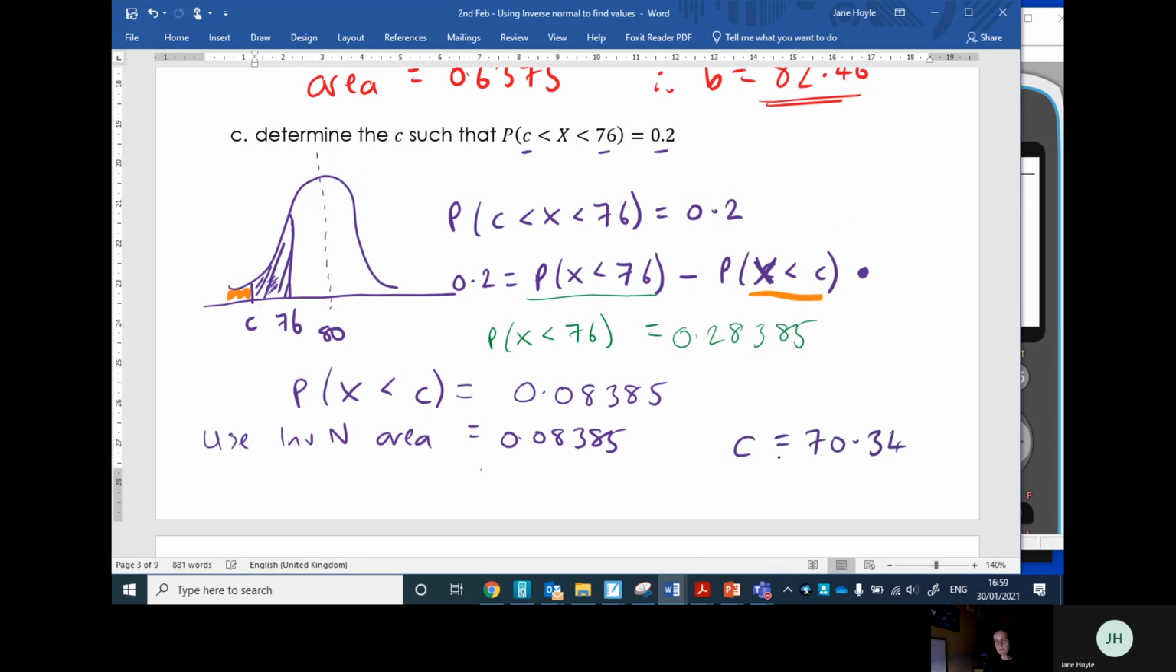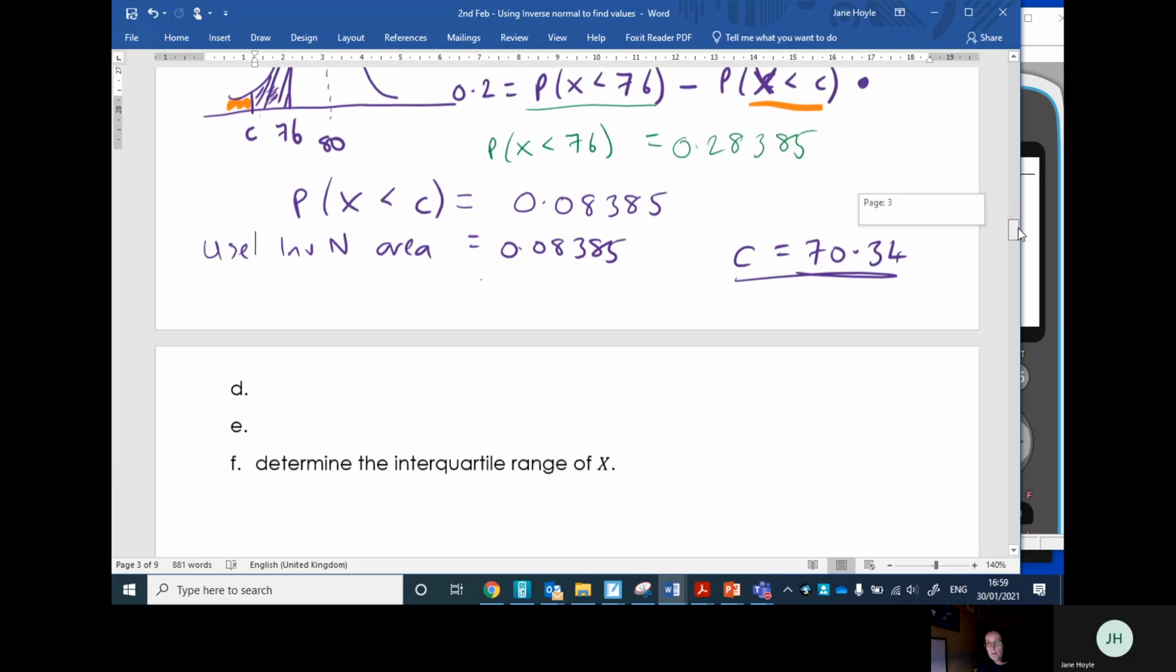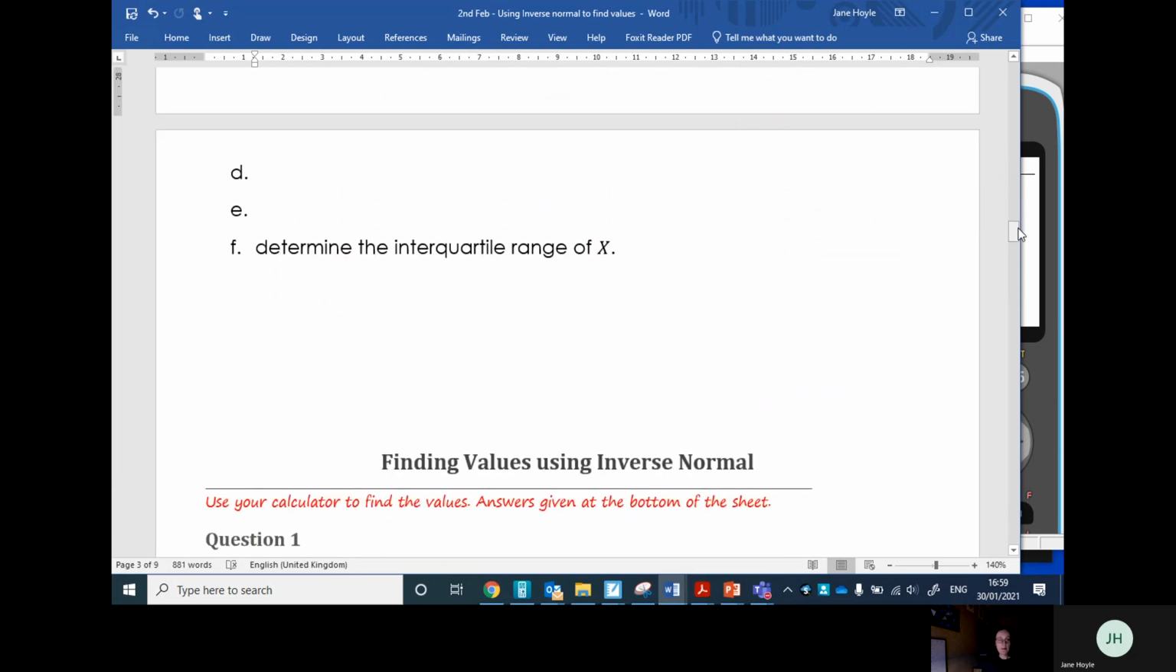Okay, look at your diagram. Is it sensible? Yep, less than 76, considerably less than 76. Yep, happy with that, looks good. Okay, now we do have one more. However, it isn't quite as scary as it maybe first looks.